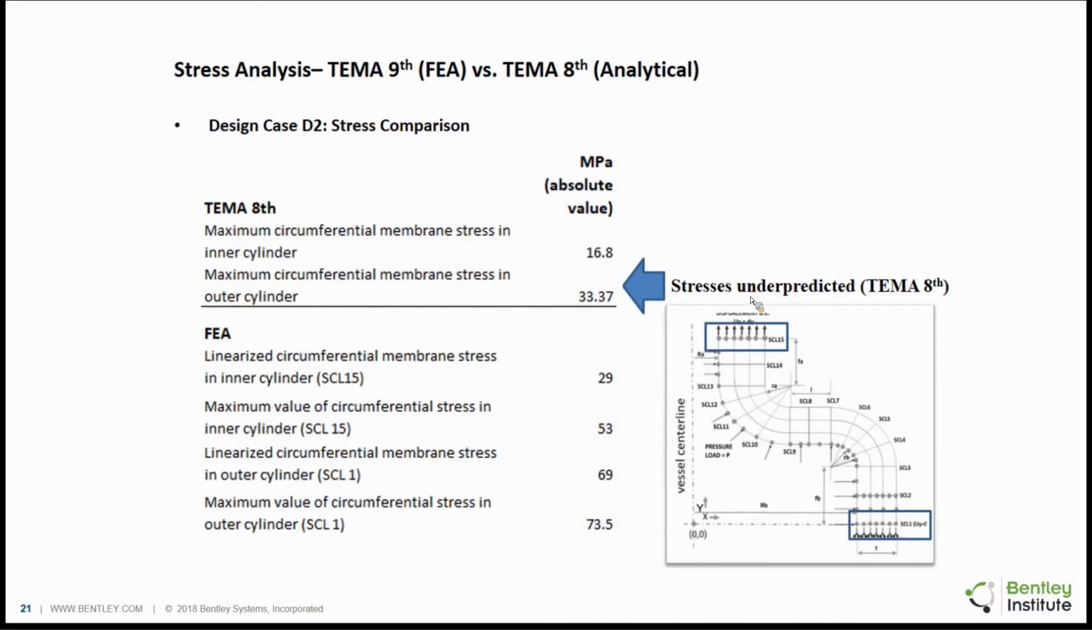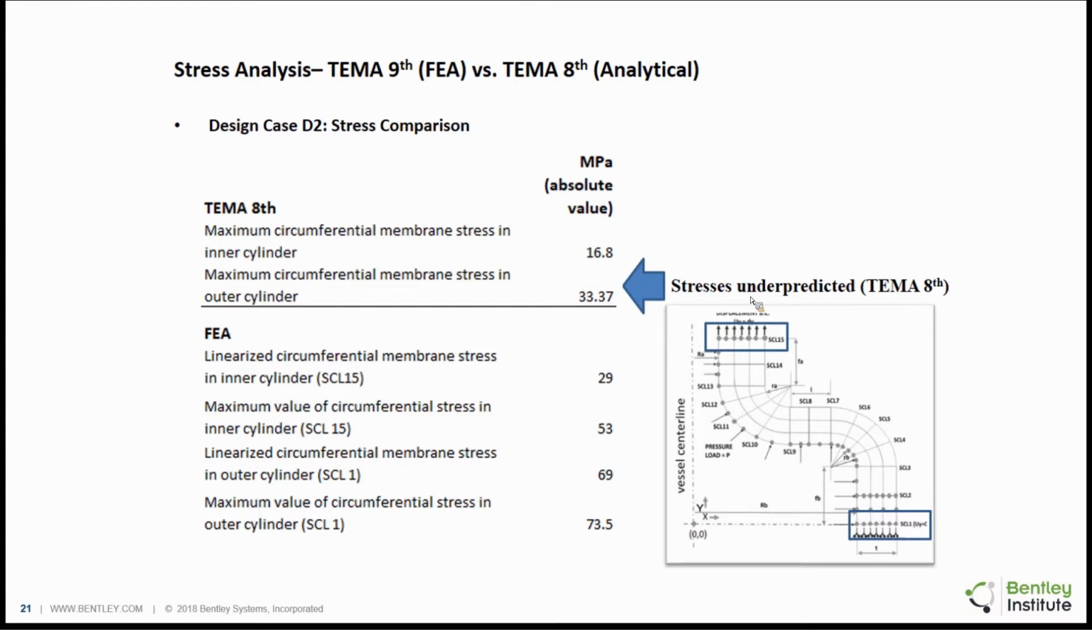So in design case 2, the stress comparison was also done on the maximum circumferential membrane stress in the inner cylinder and outer cylinder. TEMA 8 predicts the circumferential membrane stresses in the inner and outer cylinder as roughly 16 and 33 megapascal respectively. Whereas for the finite element, the linearized value of the inner cylinder circumferential membrane stress is 29, and the maximum value of circumferential stress in the inner cylinder is 53.